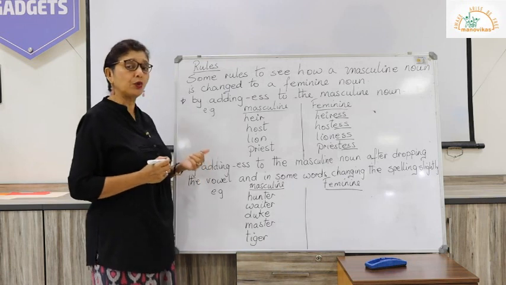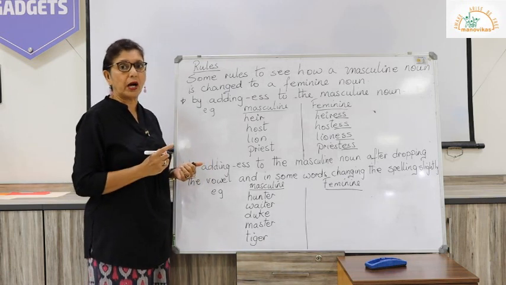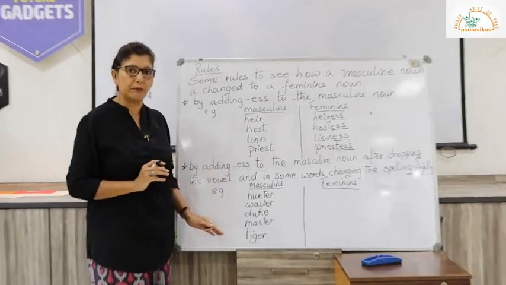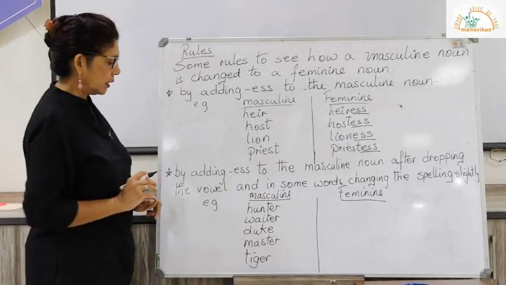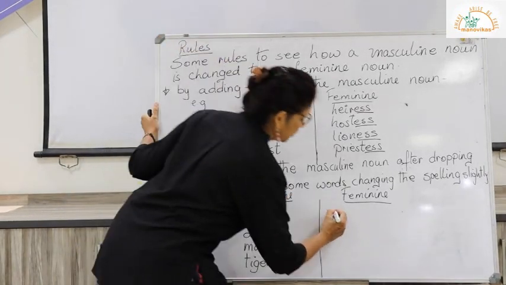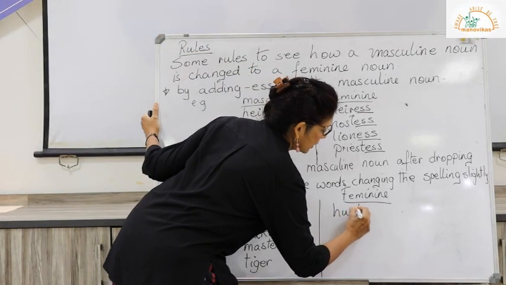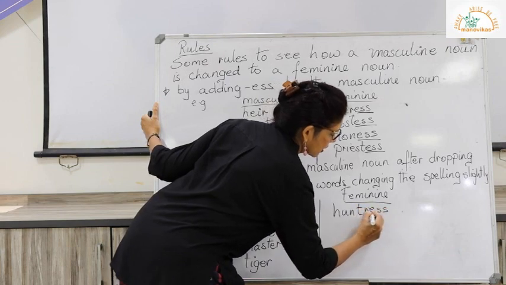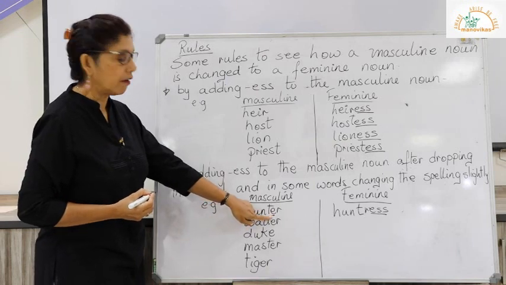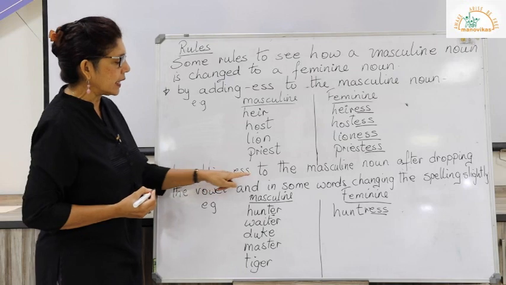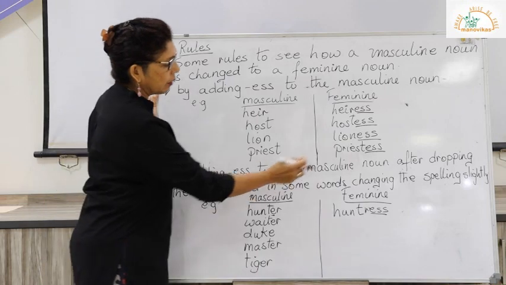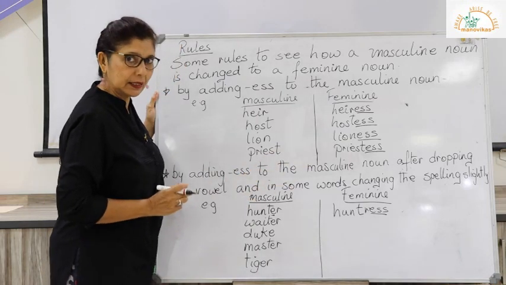Now the second rule, again you add ESS but you drop the vowel, and in some words the word changes slightly. So let us see a few examples here. The first one, hunter. When you write it in the feminine form, you drop the E. H-U-N-T-R-E-S-S. You are adding ESS but you are dropping the E, and E is a vowel. So that's what we said: by adding ESS to the masculine noun after dropping the vowel, and in some words changing the spelling slightly.